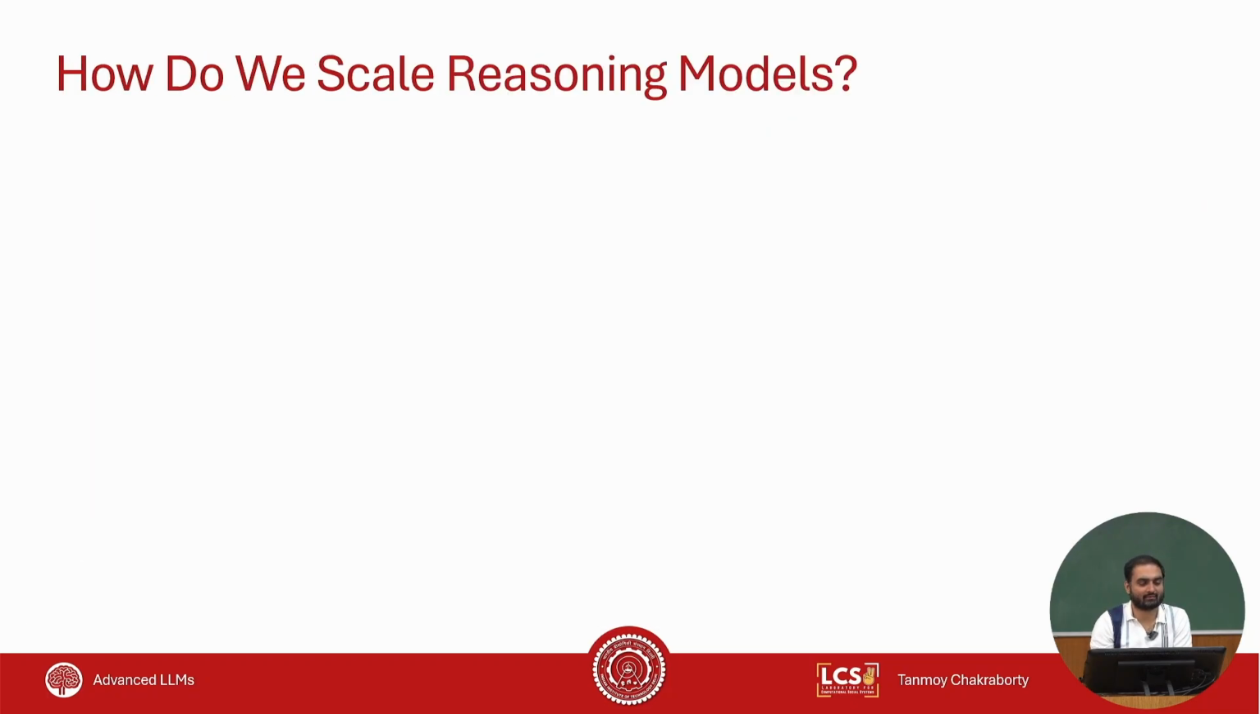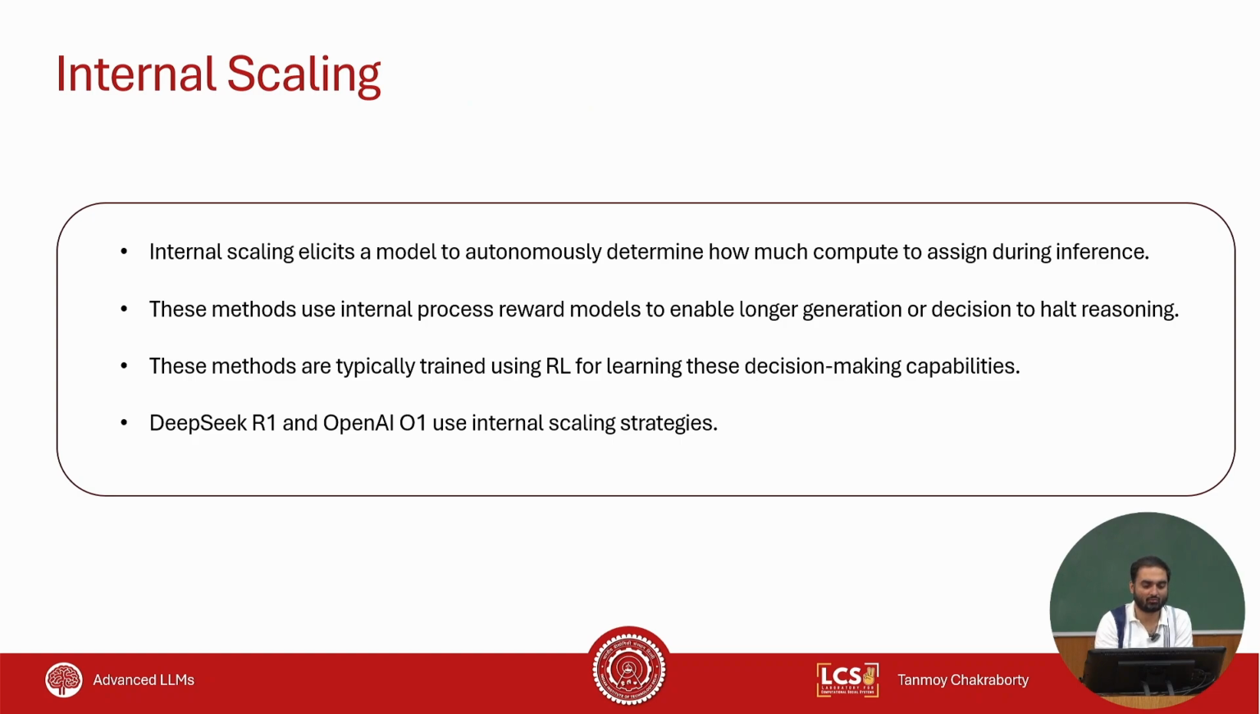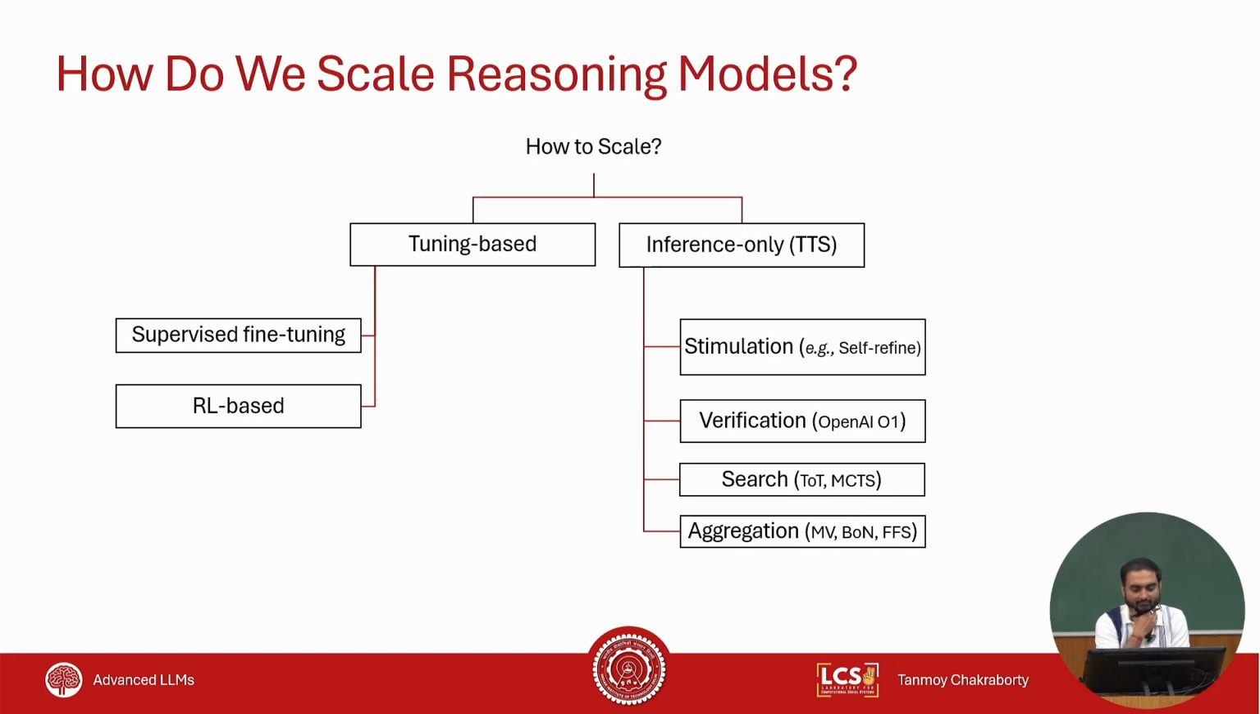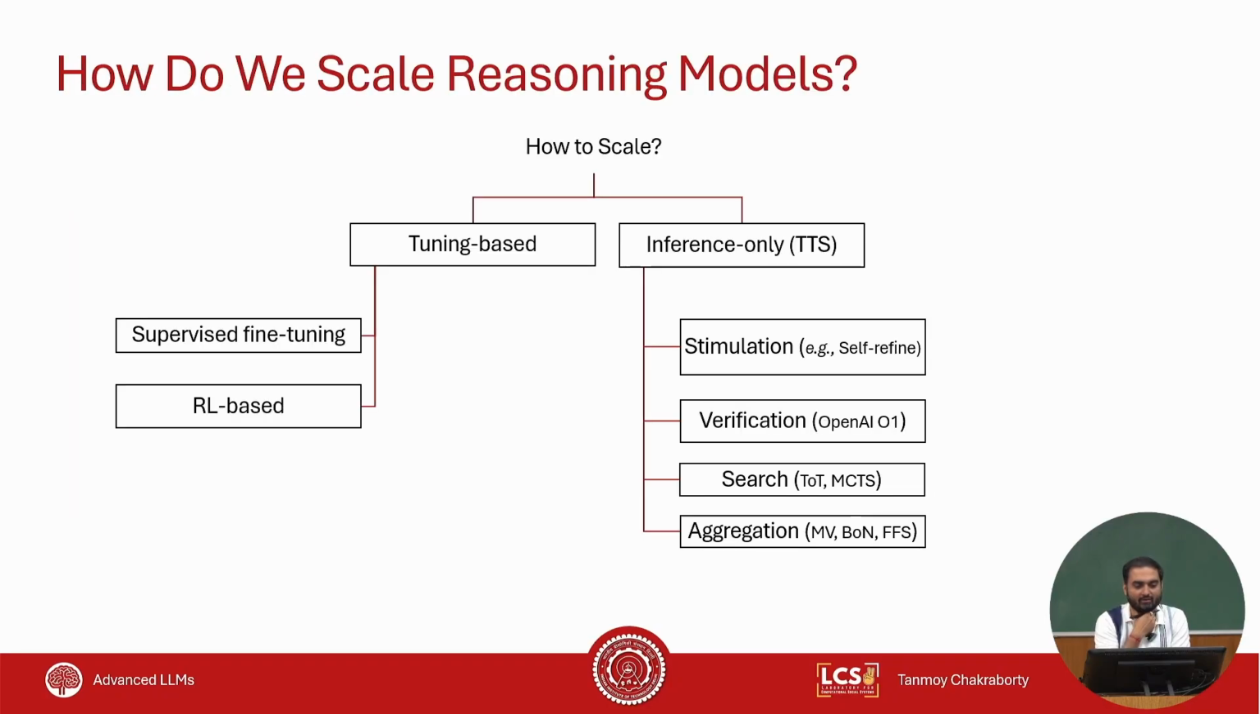Now let's look at the internal scaling, specifically the O1 paper, or the R1 paper, I'll come to that. Let's look at the how question. As I mentioned, there are two ways. One is tuning based, where you do some fine tuning, SFT or RL. The other is more inference based, where you do stimulation, some sort of verification, search and aggregation.